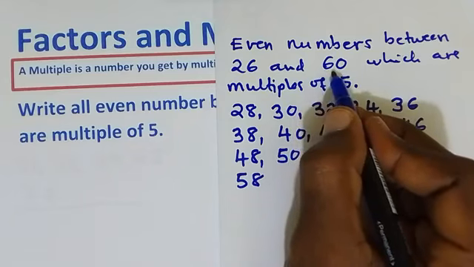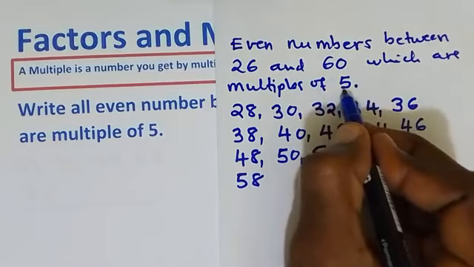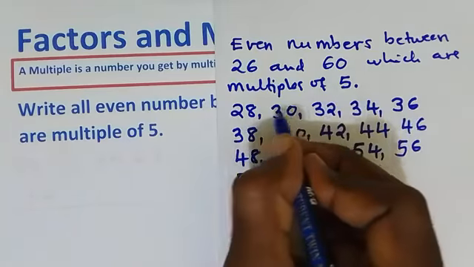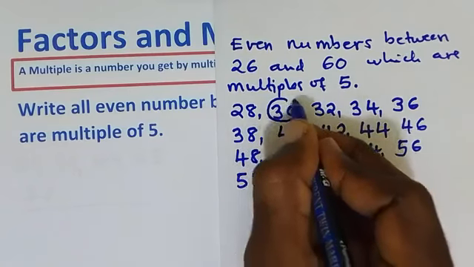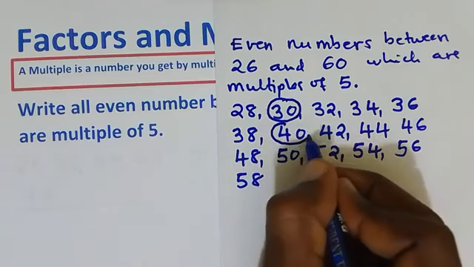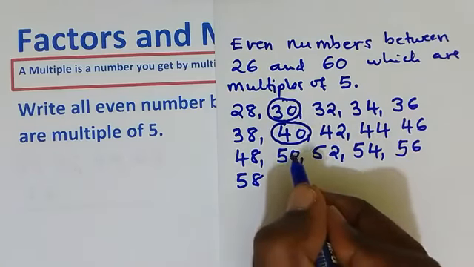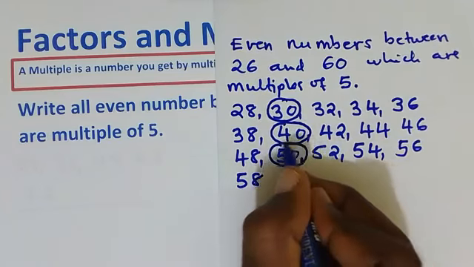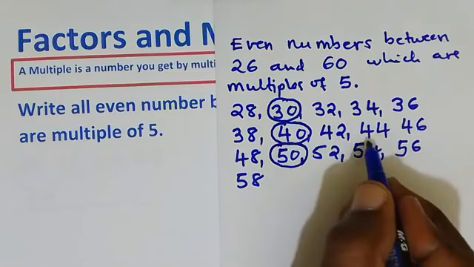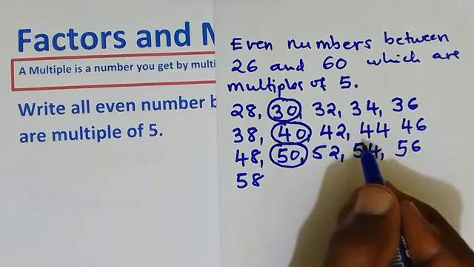Among these even numbers, we need the ones which are multiples of 5, meaning they are divisible by 5. 30 is divisible by 5. We have 40 is divisible by 5. And 50 is divisible by 5. The rest are not divisible by 5.